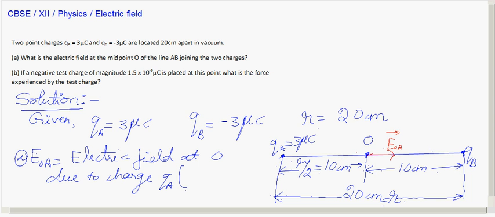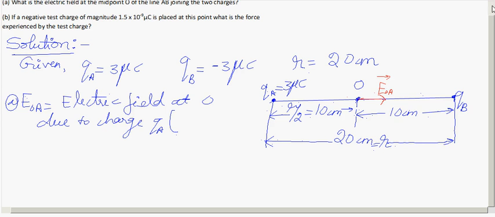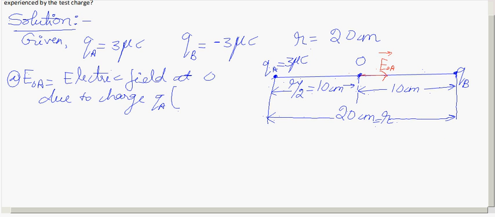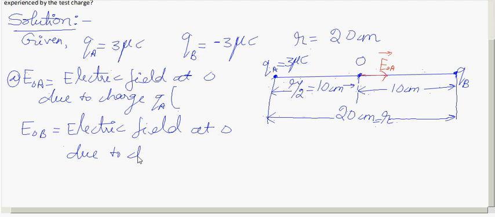Similarly, let EOB is the electric field at O due to charge QB. So it is away from QA or towards QB.